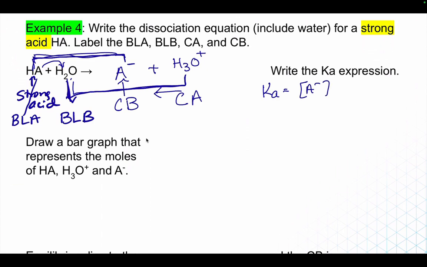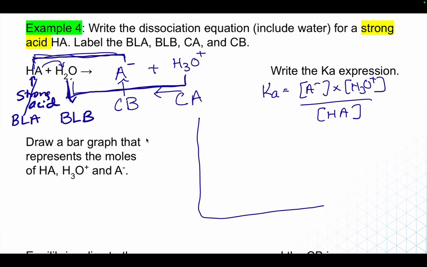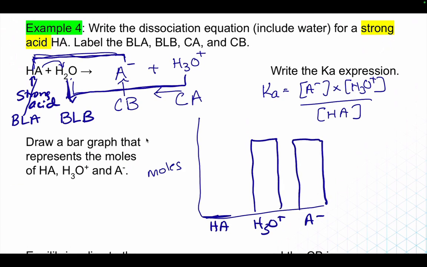So the Ka expression is always products: the A molarity times the hydronium ion over the HA. Notice I'm not including the water. If I were to draw a bar graph of this, with either the moles or the molarity on the Y axis, and the HA, the hydronium, and the A, there's really nothing here, or it's very negligible, and then you would have equal, higher numbers of moles of the ions since it's strong.